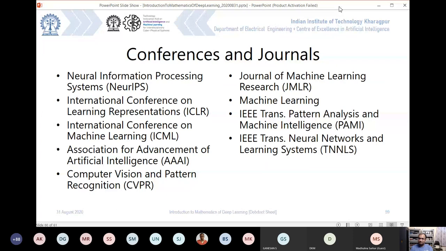And finally, if you want to find what is new in the field, then these are places which you should visit. A lot of conferences are where the new stuff comes in. Journals are much more mature, but you would get a much deeper understanding of what's happening in the field when you go through these journals. And finally, that brings me to the end.